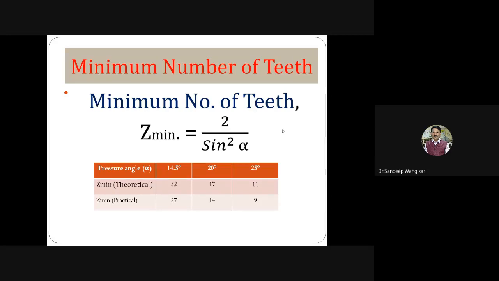We have discussed two different types of systems: 14.5 degree full depth involute system and 20-degree full depth involute system, and here one more is shown, the 25-degree pressure angle. So if you put this alpha in this formula, you will get the theoretical Z minimum: for 14.5 degree, 32 teeth are required on the pinion to avoid the interference. For 20 degrees, 17 teeth are required, and for 25 degrees, 11 teeth are required. So these are the theoretical values: 32, 17, and 11.